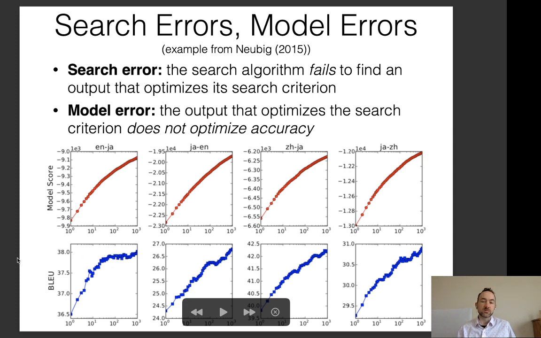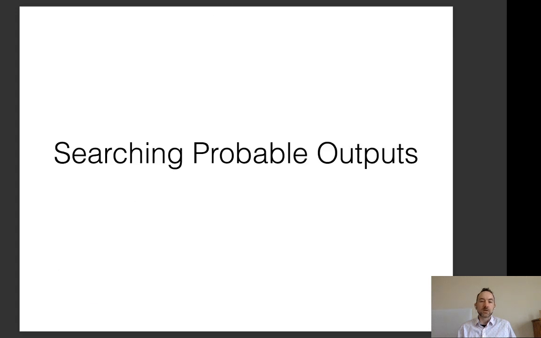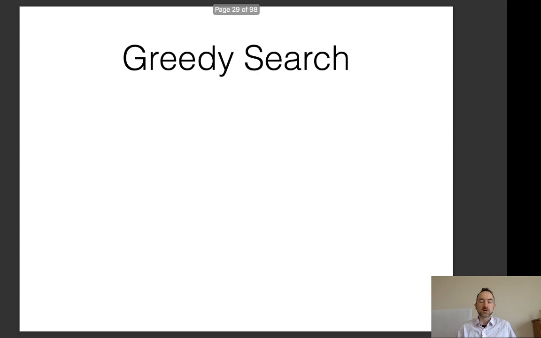This is a really important concept to be familiar with. Basically it means that we don't necessarily want the most likely output. First I'm going to talk about searching for probable outputs, so I'm going to be talking about how to reduce search errors.